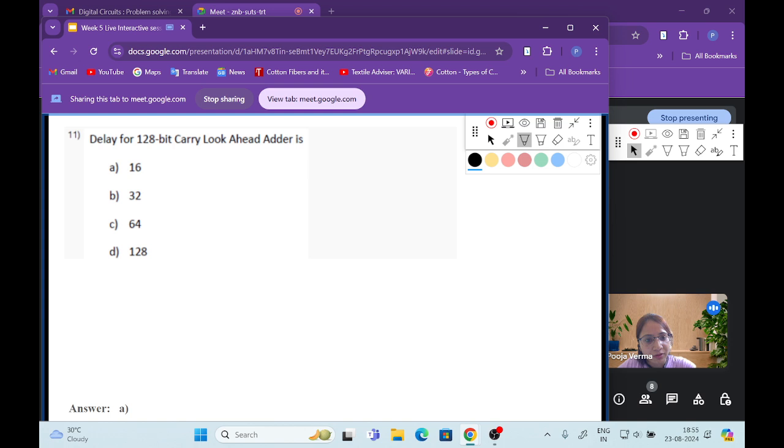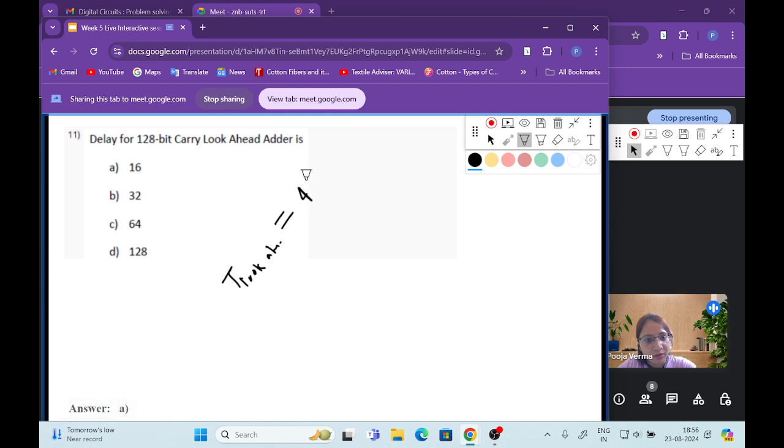Delay for a 128-bit carry look ahead adder. So here, what will be the delay for a 128-bit carry look ahead adder? Already we know the formula. It is also given in the lecture slides. So it is T look ahead, where T corresponds to delay. So for a look ahead adder, what is the formula?